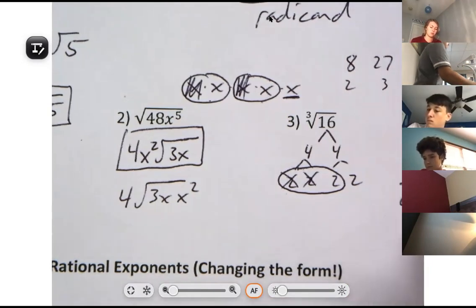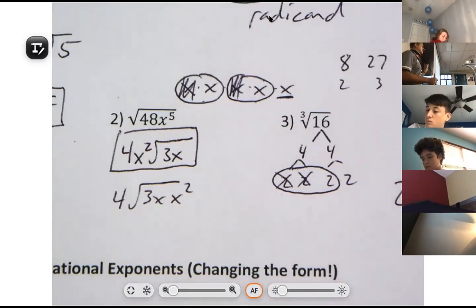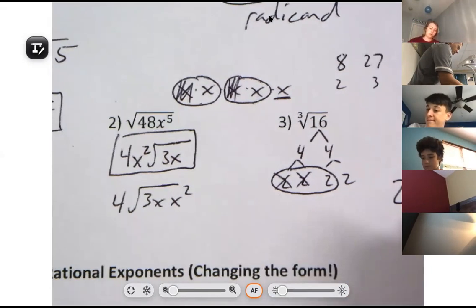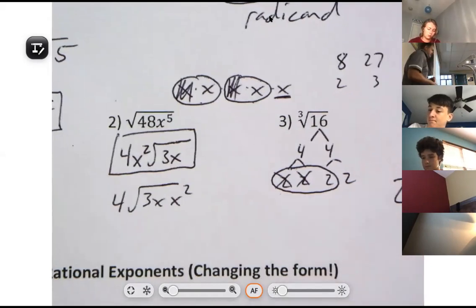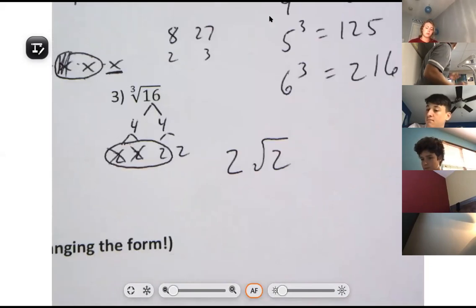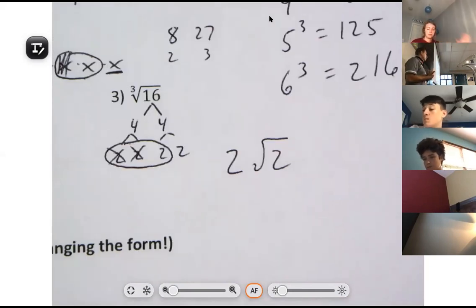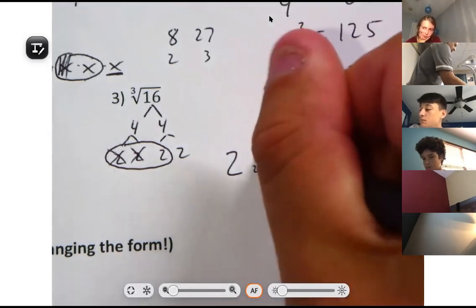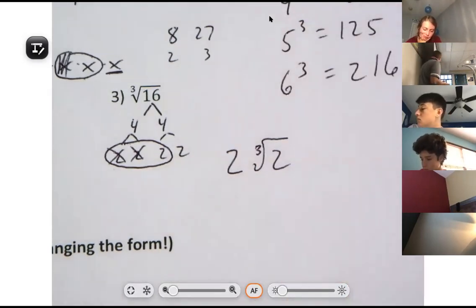Here is the most common mistake students make when they simplify anything higher than a square root. They put that answer. Oops. And that's wrong. You still have to keep the index. If you're simplifying a cube root, your final answer is still going to have a cube root. A lot of people forget to put that little index right there. So it's 2 times the cube root of 2.